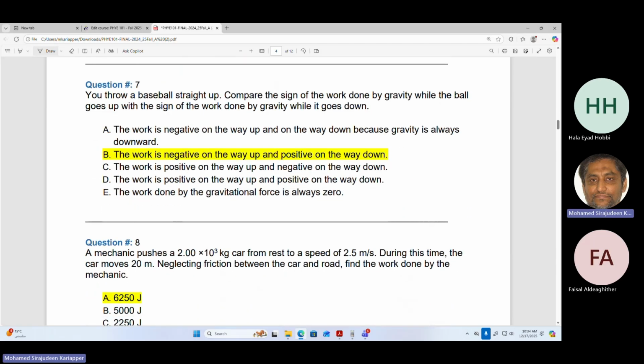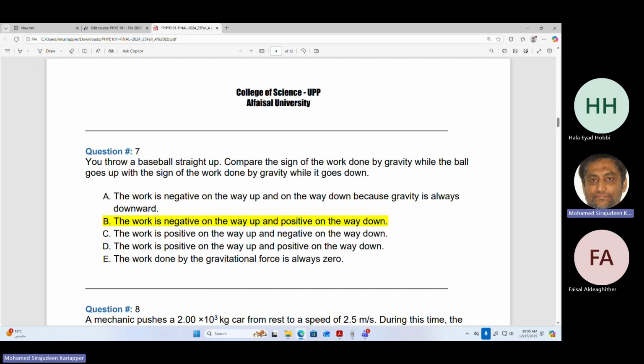Question number 7. You throw a baseball straight up. Compare the sign of the work done by gravity while the ball goes up with the sign of the work done by gravity while it goes down. So, when you go up, you're throwing something, it is going up.